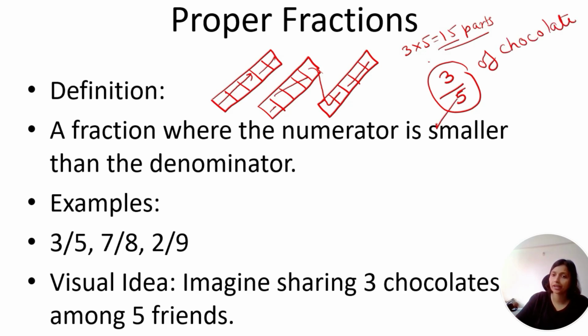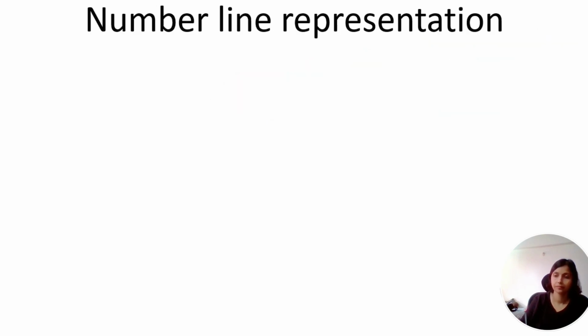Always remember, 5 denotes the number of equal parts we have in one whole of the thing. So here we have one whole chocolate which we have divided in 5 equal parts and the numerator represents the number of parts the person is getting. So the person is getting 3 by 5 of the chocolate. So 3 by 5 is again a proper fraction. A proper fraction is always less than 1.